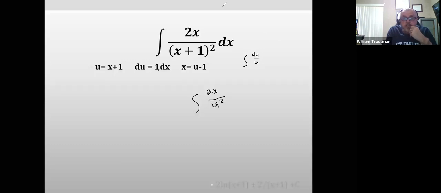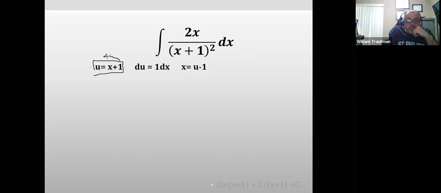Okay, so let me erase this part. Actually, I can clear the whole thing. The hint that I give you here is if u equals x plus 1, if I bring this 1 to the other side by subtracting 1, u minus 1 equals x. Then we have this right here, x equals u minus 1. So we know u, we know du, and so now we know x. This is kind of important.